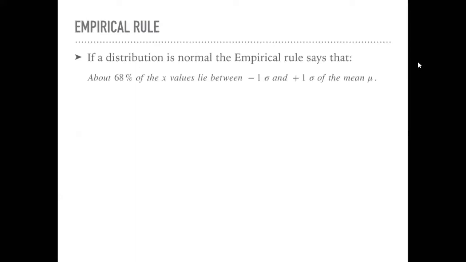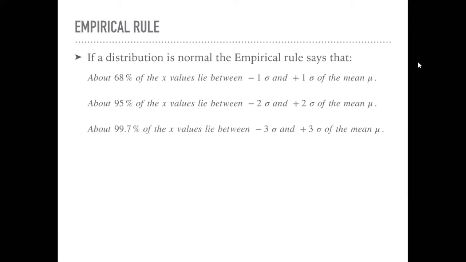If a distribution is normal, then the empirical rule says that about 68% of the data values will fall between -1 standard deviation and +1 standard deviation of the mean mu. It also says that about 95% of the x values lie between -2 standard deviations and +2 standard deviations of the mean. And about 99.7% of the data values will lie between -3 standard deviations and +3 standard deviations of the mean.